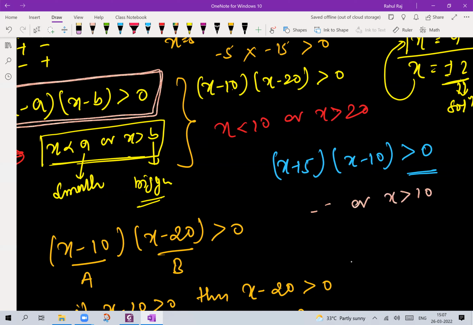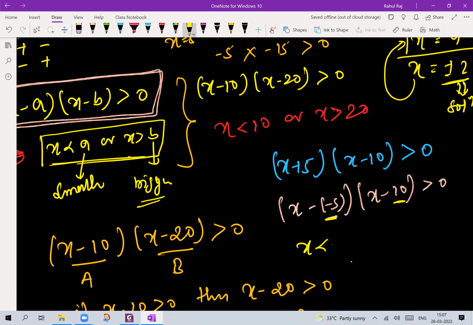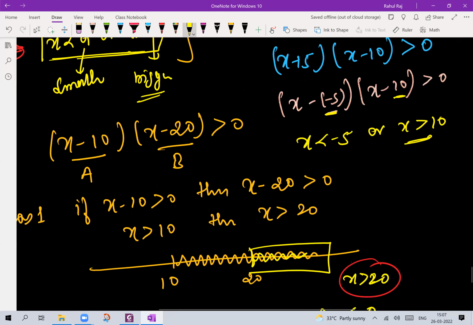So what exactly did I do here? See here, it should be x minus of minus 5 into x minus 10 greater than 0. This means nothing but, which is the smaller element, minus 5 or 10? Minus 5 is smaller, so x is less than negative 5 or x is greater than 10. This is the solution of the equation. Please, you don't have to do these things always.